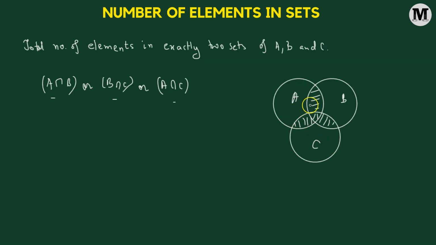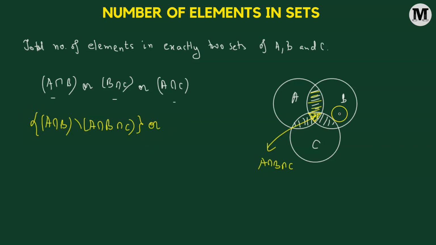When we are considering elements that belong exactly to A and B, this is the region that contains exactly A and B, but we also have one region which is going to contain some elements from the set C. That means we will have to subtract this common region, which also contains elements from set C, and this region is nothing but A intersection B intersection C. So if we are taking A intersection B, then we will have to exclude A intersection B intersection C.